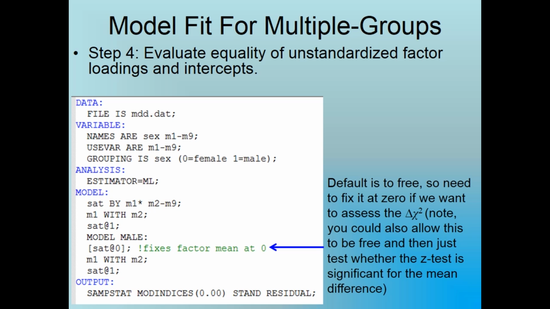By default, Mplus will fix the first sample, in this case our female sample, mean to be 0. And by default, it's going to estimate the second sample mean for males. Here, I actually want to fix it at 0 because I'm only interested in comparing the unstandardized factor loadings and intercepts. And right now, I do not want to compare the means. Later on, I can relax that assumption and then test whether the means are also different across the groups.